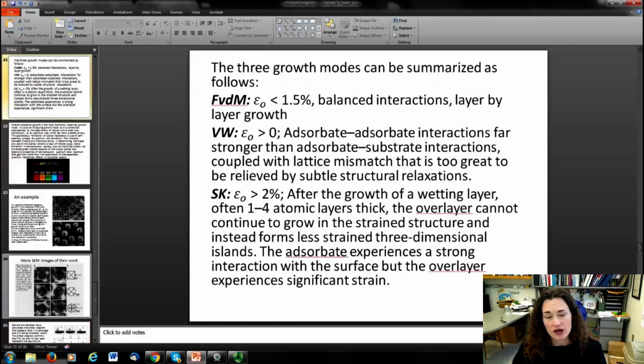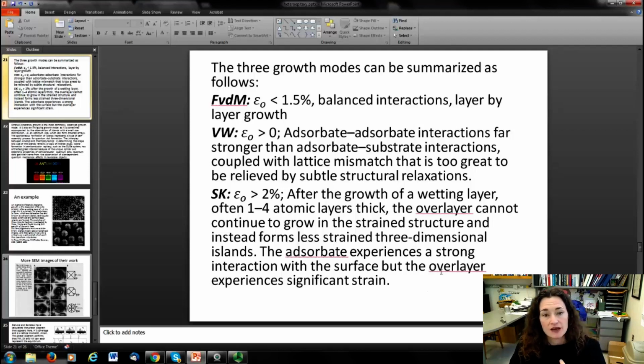Now, you can summarize the conditions for the three growth modes as dependent upon their strain and their adatom-substrate interactions as follows. For Frank-Vandermeer growth, your strain is usually less than 1.5% or so, and there's balanced interactions, which leads to that layer-by-layer growth. In other words, the crystalline spacing of the substrate and the overlayer match pretty well, and they like to interact with one another.